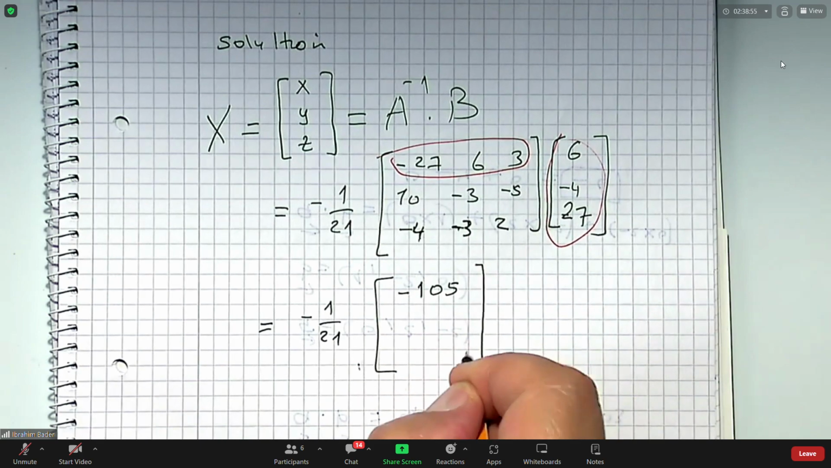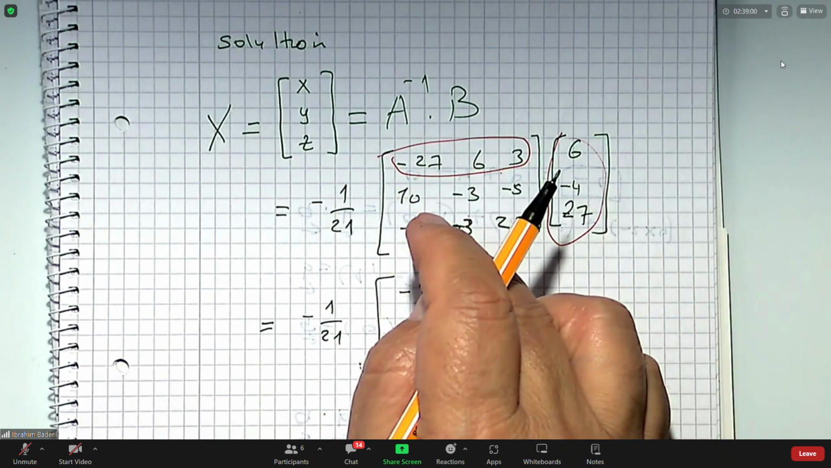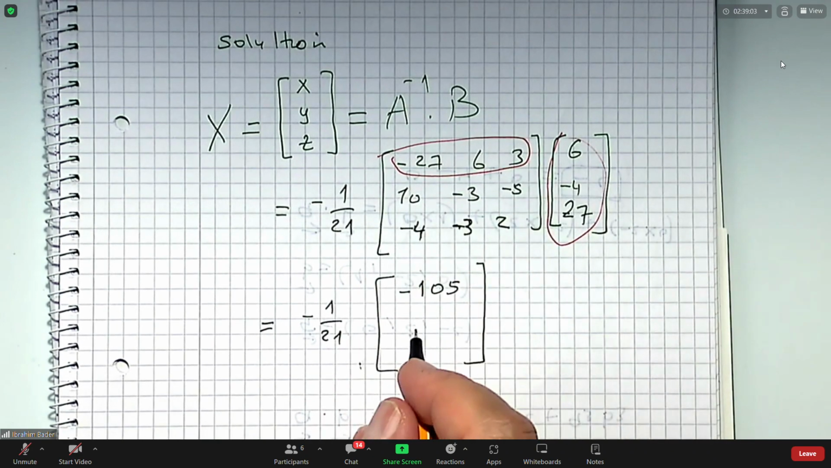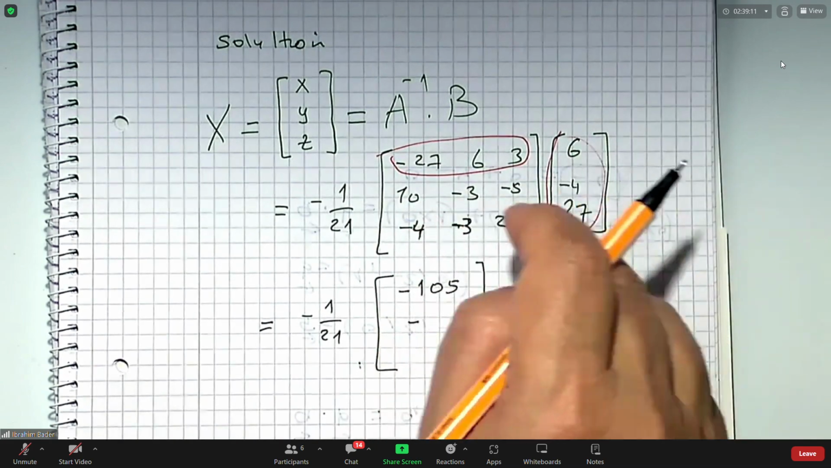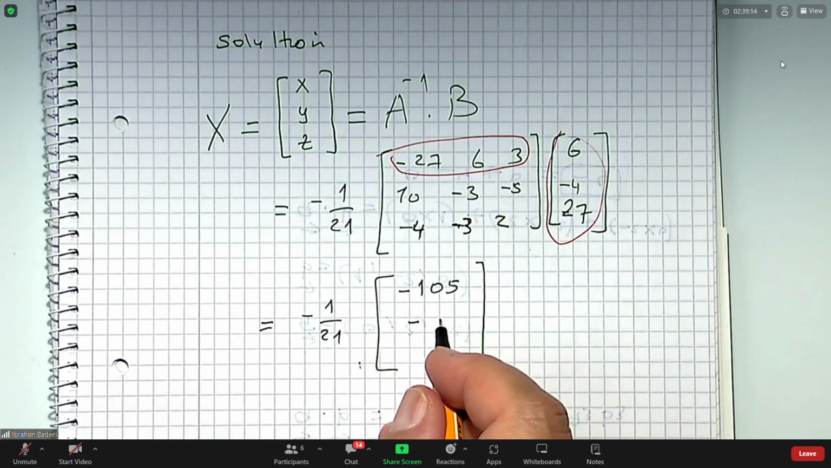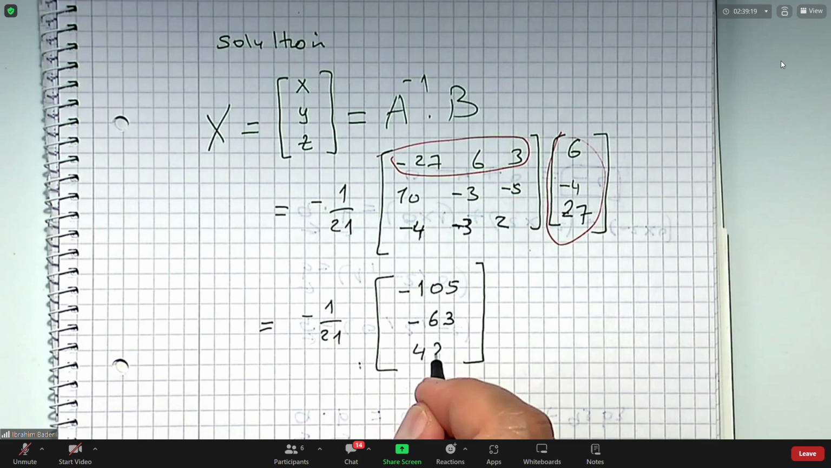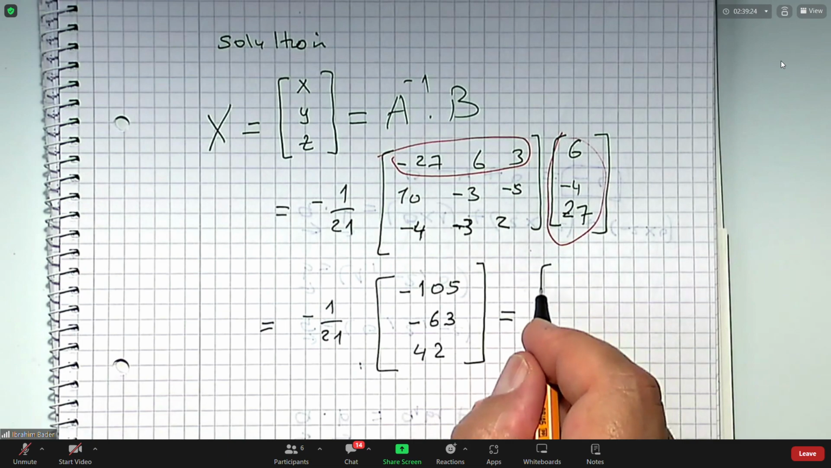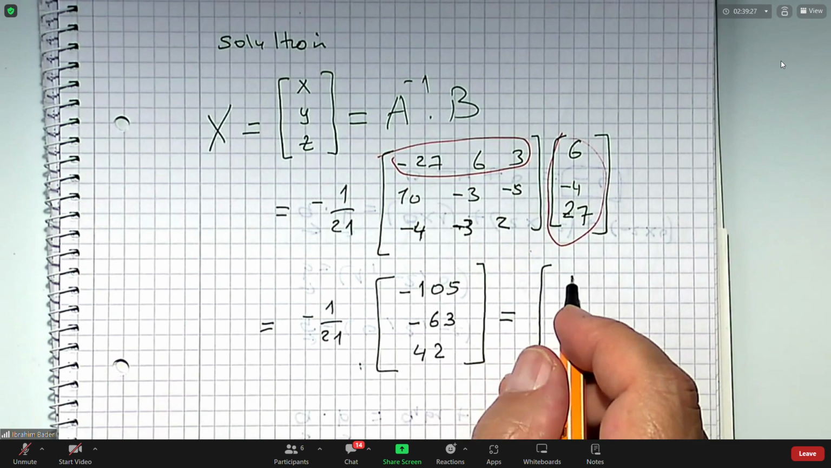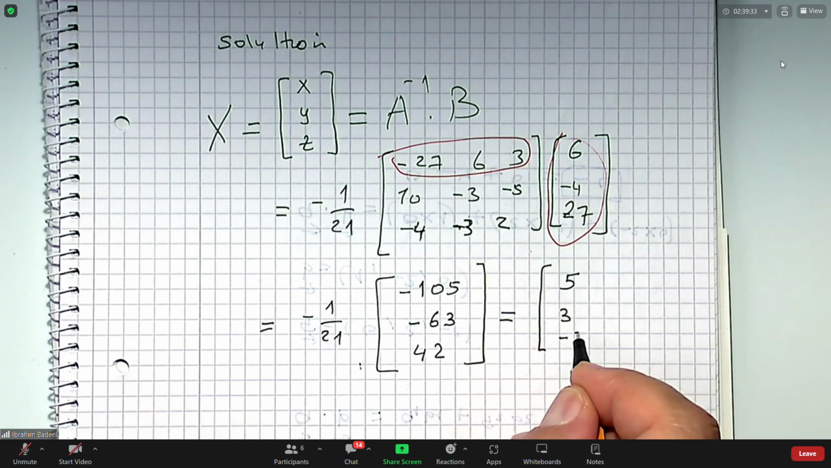Here I have 3 rows, 1 column. And for this one here, just multiply 10 times 6 minus 3 times 4 and so on. So I got here -63, and here 42. If I multiply this out with this constant, -1 over 21, I get 5, 3, and -2.